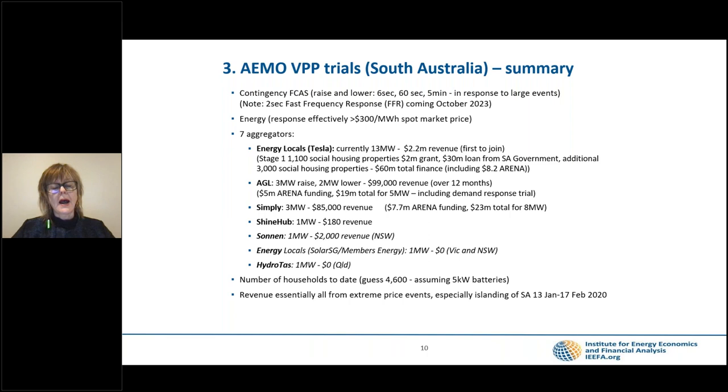In particular, we had a situation where South Australia was electrically isolated from the rest of the national electricity market for about a month. Obviously operating alone, equivalent to Texas, there were price spikes for both FCAS and energy supply, and that created revenue opportunities for those virtual power plants. Next slide, please.